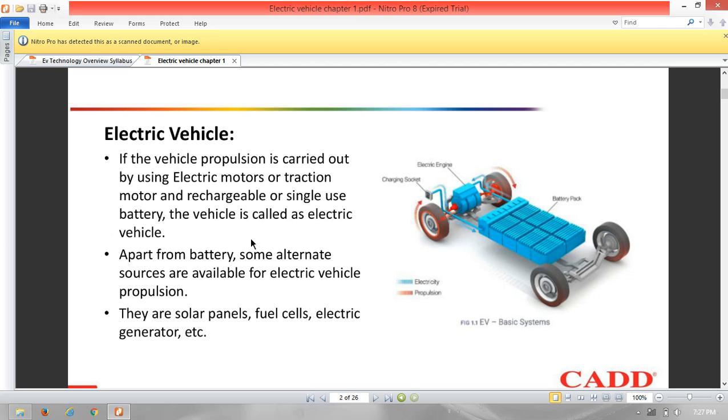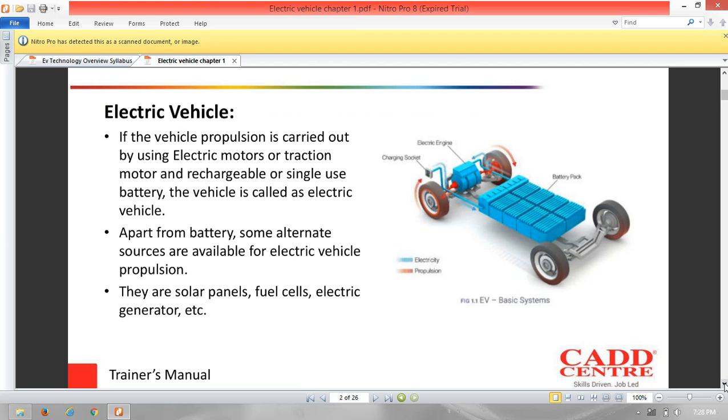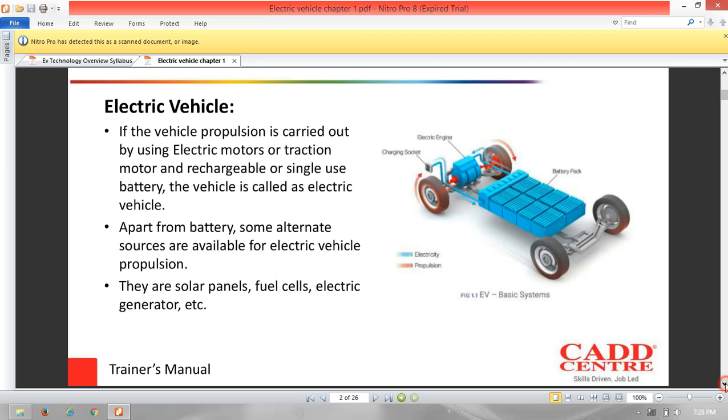If the driving system is using an engine and it is using fuel, then it is called a conventional vehicle, which has a fuel injection system, and in an electric vehicle we use batteries for the propulsion. And the main challenge of EV technology is using renewable sources of energy to drive this EV vehicle, and there are different renewable sources as well. Here in this EV, we'll use solar panels, fuel cells, and electric generators.